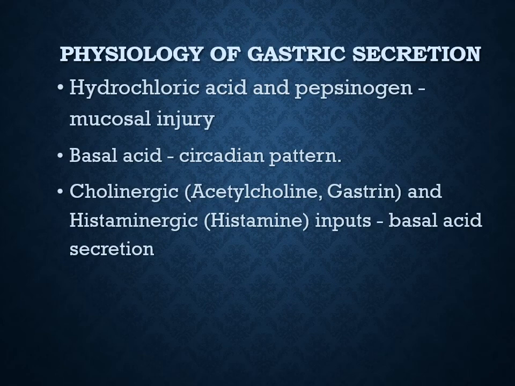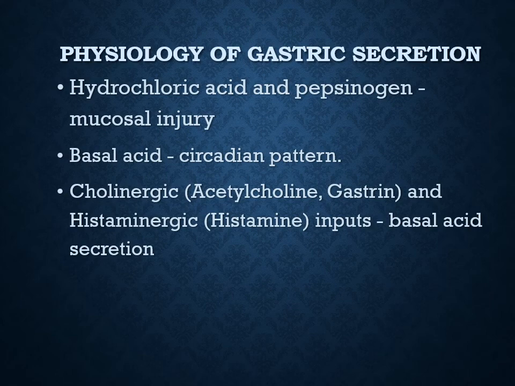Hydrochloric acid and pepsinogen are the two principal gastric secretory products capable of inducing mucosal injury. Gastric acid and pepsinogen play a physiologic role in protein digestion, absorption of iron and other elements, and the killing of ingested bacteria. Acid secretion comes in basal and stimulated conditions.